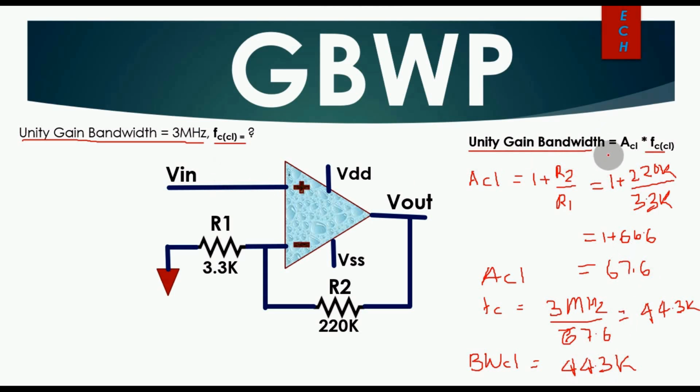If you don't meet this criteria in your design, your circuit will roll off, it will be clipped off, and you will have a distorted output. Your Vout would be distorted. So I hope you understand the role of the unity gain bandwidth product.